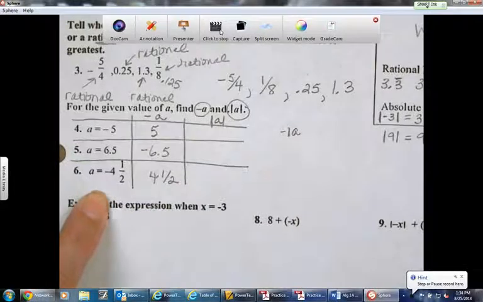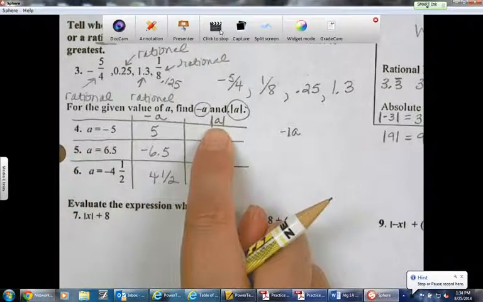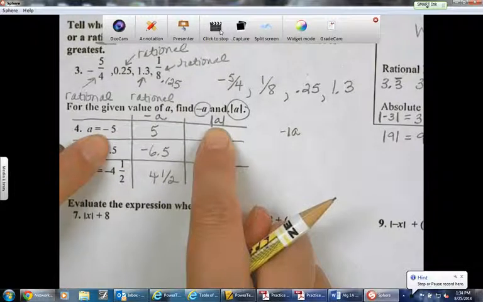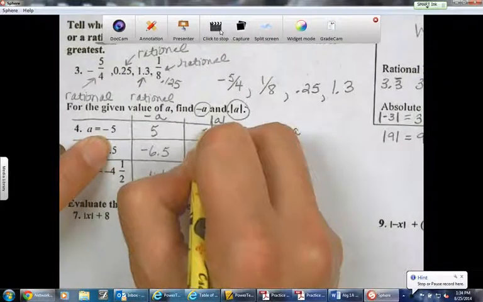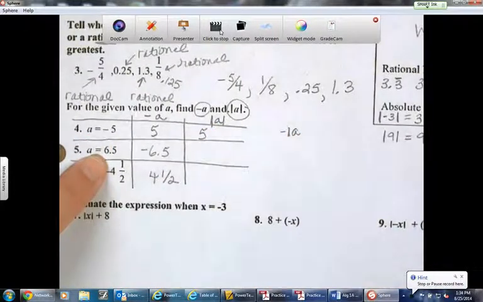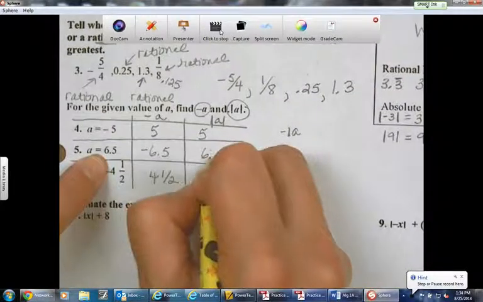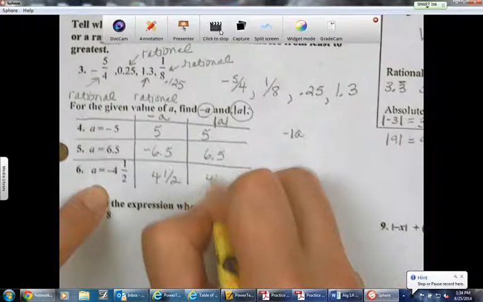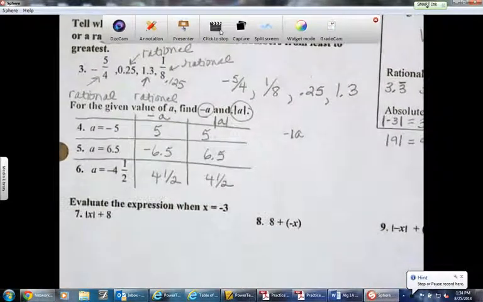What did absolute value mean again? It's always positive, right? Because it means the distance from 0. So how far is negative 5 from 0? 5 places. How far is 6.5 from 0? 6.5 places. How far is negative 4.5 from 0? 4.5. Okay, so that's the difference between those two symbols.